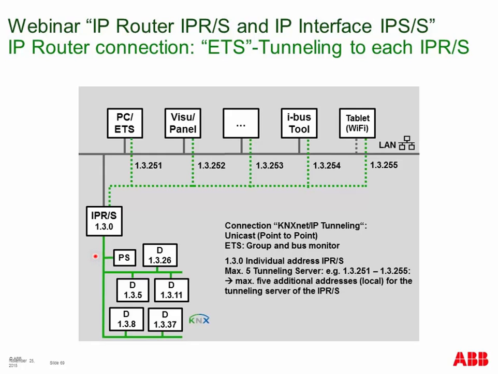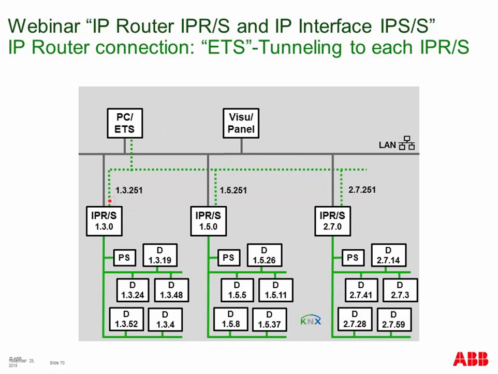So we really make a tunnel from here to there, like the PC or the ETS is connected into our line. Also, when we later create a tunneling connection from our visualization, it is also very important that the tunneling connection of the visualization has an address like the visualization PC is really connected to our twisted pair line. Or our IBAS tool or the tablet, we can also use different kinds of tunneling connections. Maximum 5 tunneling connections we can have at the same time. So then let's start. We have different IP routers, maybe 5, 10 or 100, doesn't matter.